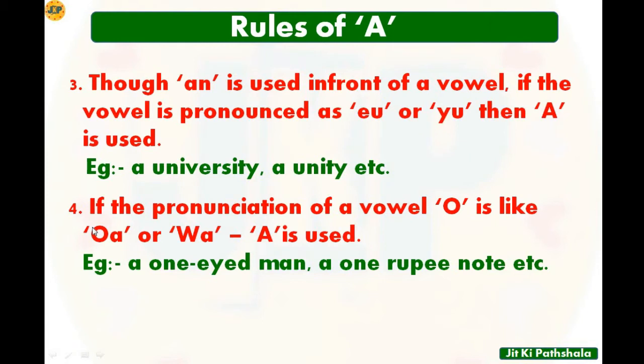Number 4. If the pronunciation of a vowel O is like wa, then A is used. Now, as we all know that O is a vowel, but when we pronounce a word which starts with O like wa, then we use A, not an. Okay? For example, a one-eyed man, a 1 rupee note, etc.